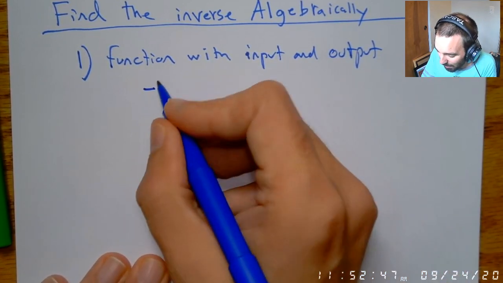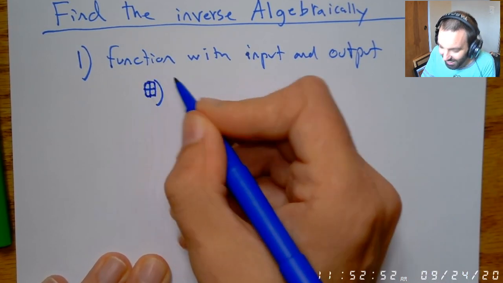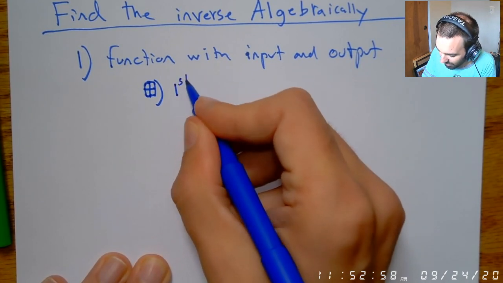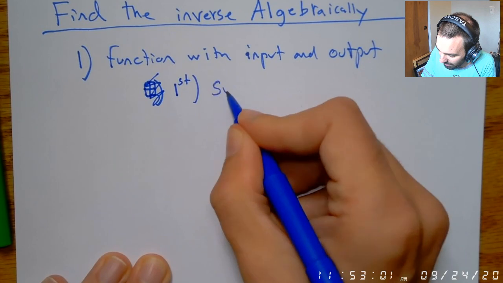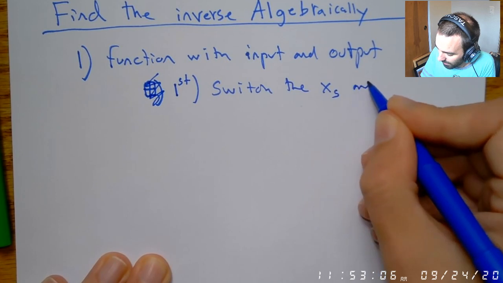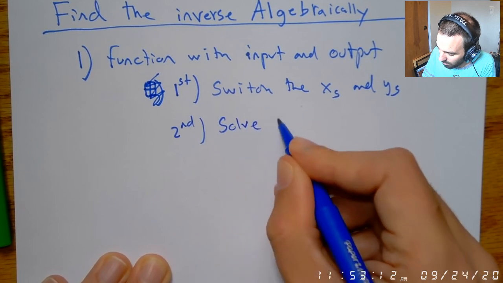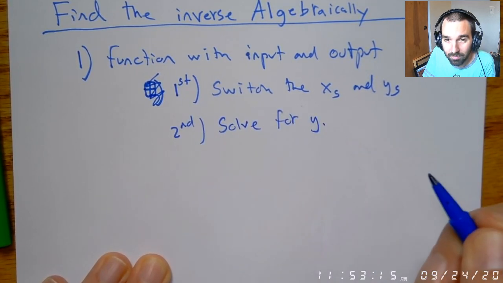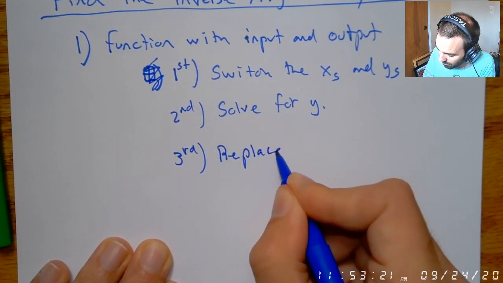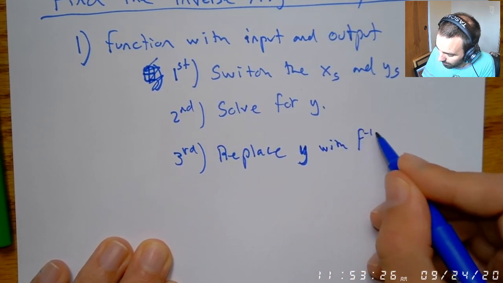If you remember what I said, all we're doing is, first, we're going to switch the x's and y's, and then second, we're going to solve for y. And then third, we're going to replace y with f inverse of x.